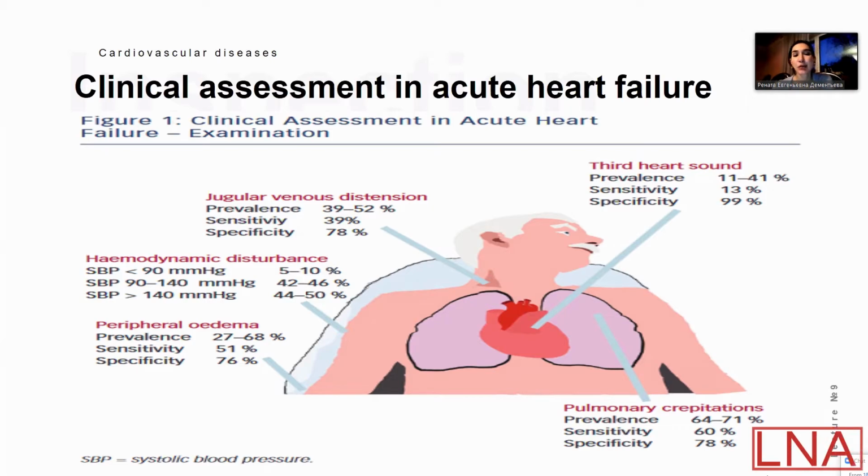Hemodynamic disturbance due to the mechanism of damage in the small cycle of circulation, which leads to reduced cardiac output and decreasing the level of systolic BP to less than 90 and diastolic BP to less than 60. Peripheral edema is also significant for patients with acute heart failure.